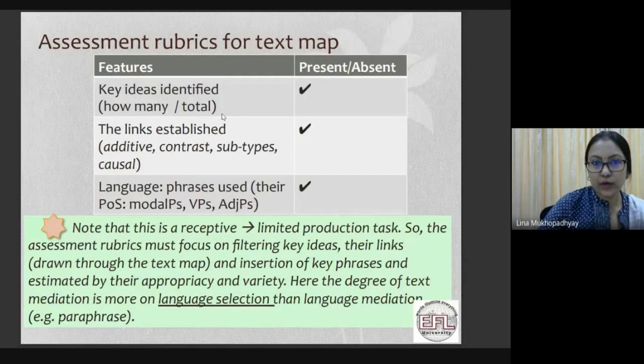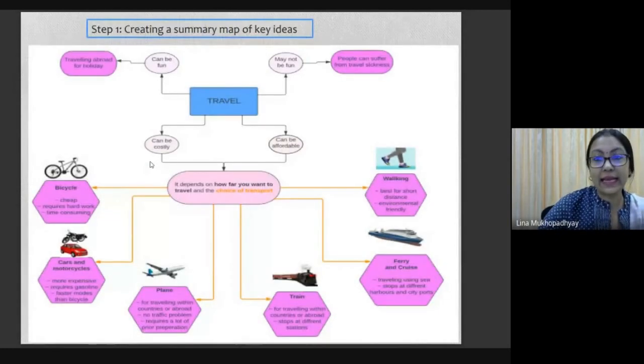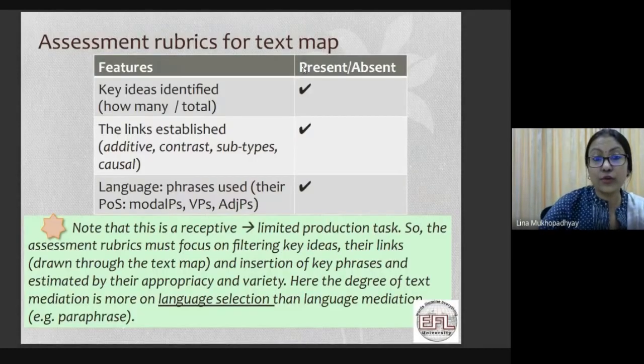So we could look for key ideas. We could look at the ability of the learners to identify the links established. Is it an additive link? These are additive links where different examples are given. Is it a contrastive link? Are there subtypes? Are there causal links? And so on and so forth. And what is the language? So this is the content part of the text map, 1 and 2. Third is language, where we look at the language component of the text map.